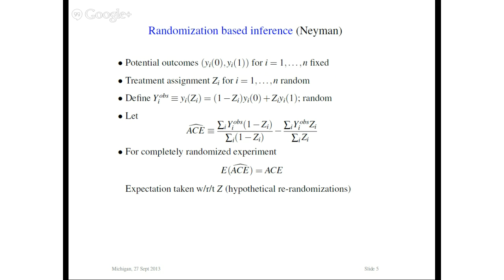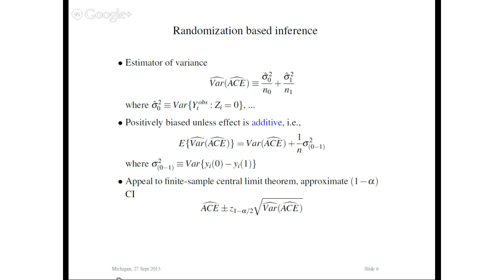So we're thinking about all the hypothetical ways we could have randomized these N units to receive treatment or not. And if you compute ACE hat for all possible ways of randomizing individuals, and you take the average of those ACE hats, you get the true average causal effect. The other thing Neyman considered was a variance estimator of ACE hat. And he suggested this, which is the usual estimator of the variance when your statistic is a difference in sample means, right? You just take the sample variance for the control group, divide by the sample size, and add to that the sample variance of the observations for the treated group and divide by sample size.